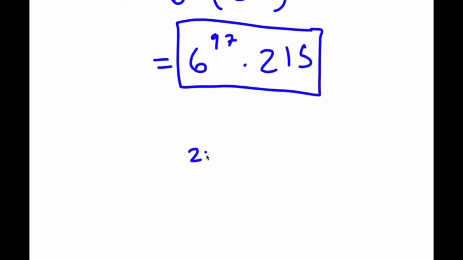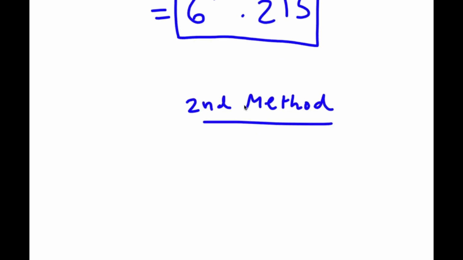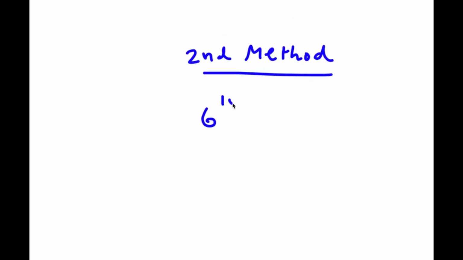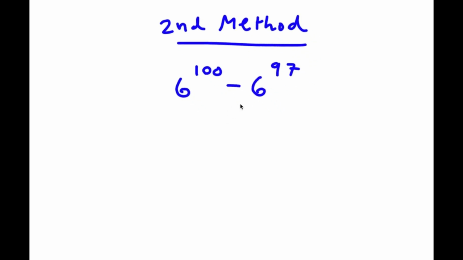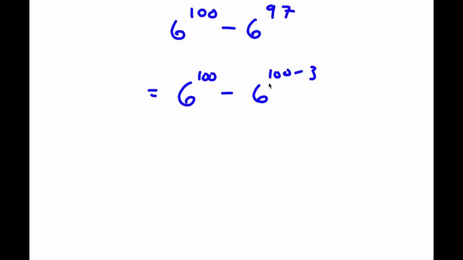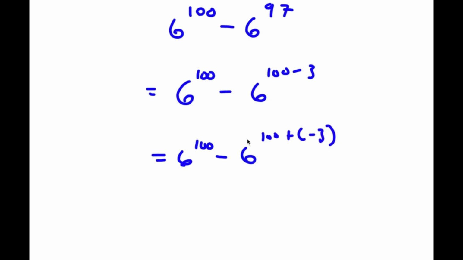Now I actually have a second method of solving this problem. So I start with 6 to the power of 100 minus 6 to the power of 97. Now this time, instead of rewriting 100 as 97 plus 3, I'm going to rewrite 97 as 100 minus 3. So now I have 6 to the power of 100 minus 6 to the power of 100 minus 3.